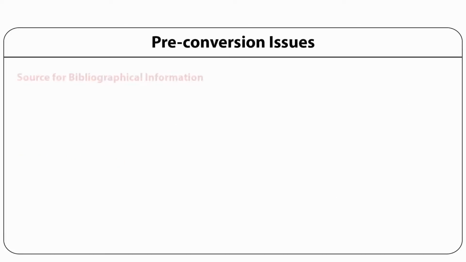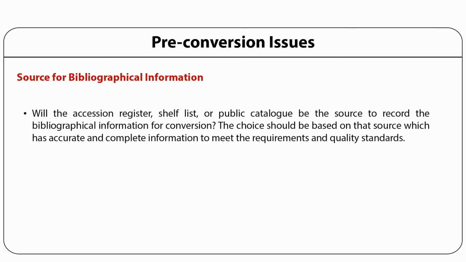Number 3. Source for bibliographical information. Will the accession register, shelf list, or public catalog be the source to record the bibliographical information for conversion? The choice should be based on that source which has accurate and complete information to meet the requirements and quality standards. Number 4. Priorities of conversion.